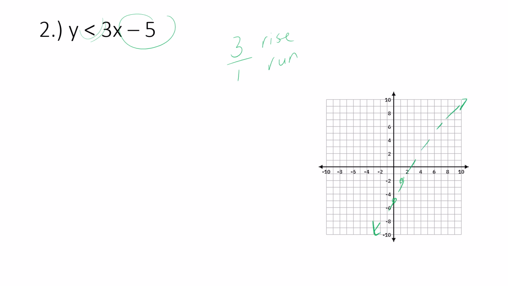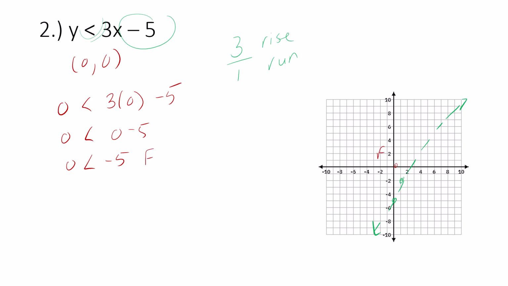And as I mentioned, if the point (0, 0) is available for you to check, use that. So we have 0 is less than 3 times 0 minus 5. 3 times 0 is 0. And 0 minus 5 is -5. So I end up with 0 is less than -5, which again is false. We're kind of having a pattern with that. That's false, which means the other side is true.